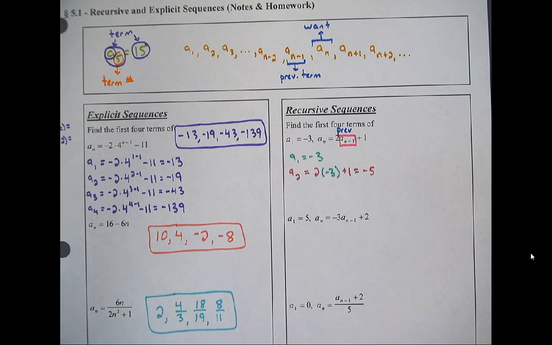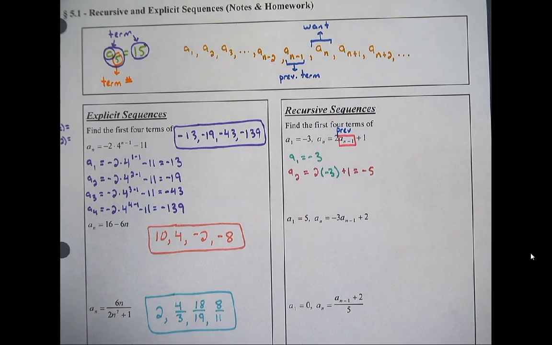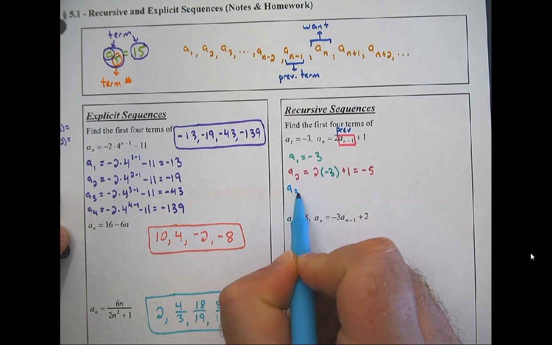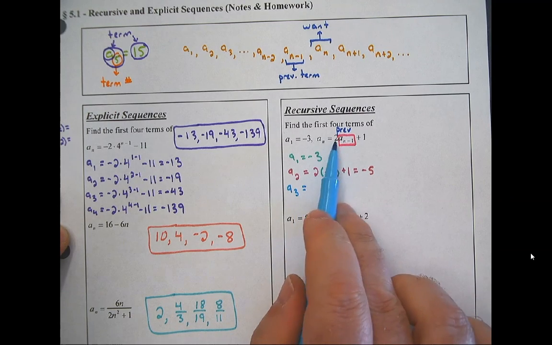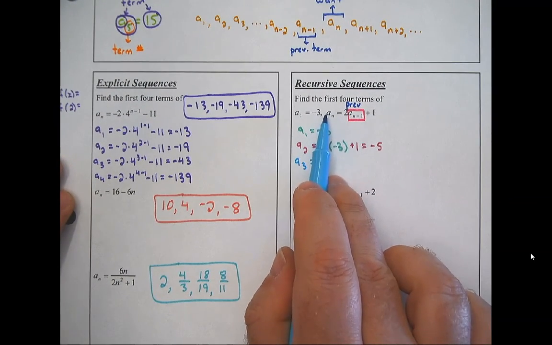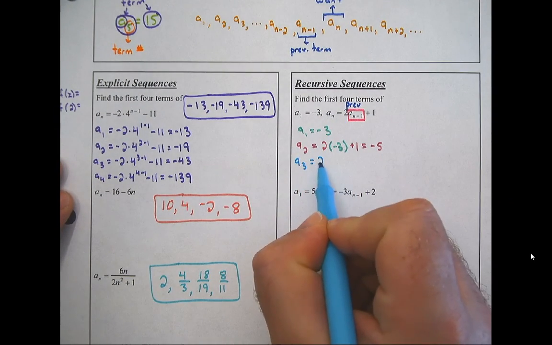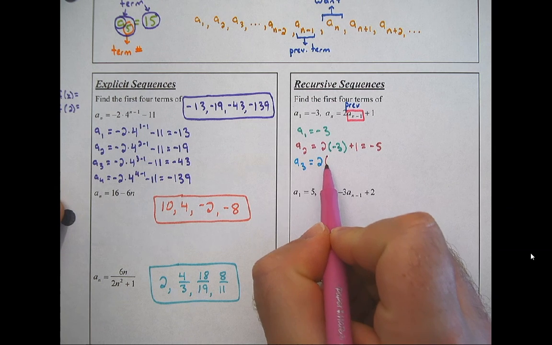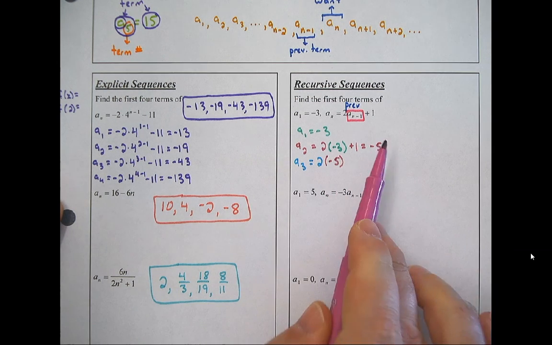Okay, now I want the third term. So the third term, a sub 3, would be equal to, okay, what's the rule? Any term that you want is 2 times the previous term. But now, the term that was previous to a sub 3 was a sub 2. So I'm going to take this answer.